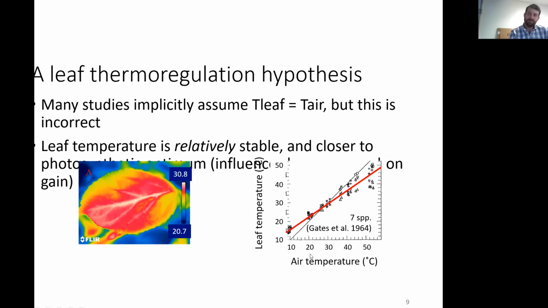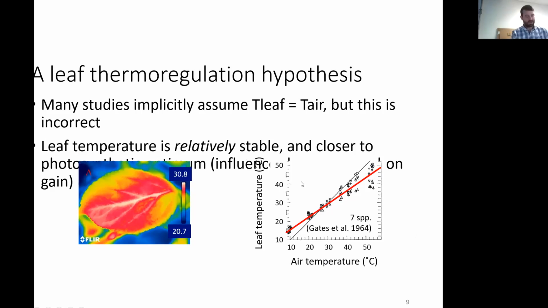And if leaf temperature equaled air temperature, all of the points should fall on this black 1-to-1 line, right? That's where leaf temperature equals air temperature. But what Gates et al. instead found was that at low air temperatures, leaves were generally warmer than the air, and at higher temperatures, leaves were cooler than air. The implication of this is this hidden text here that you can't see very well, but it means that leaf temperature is relatively stable relative to the air.